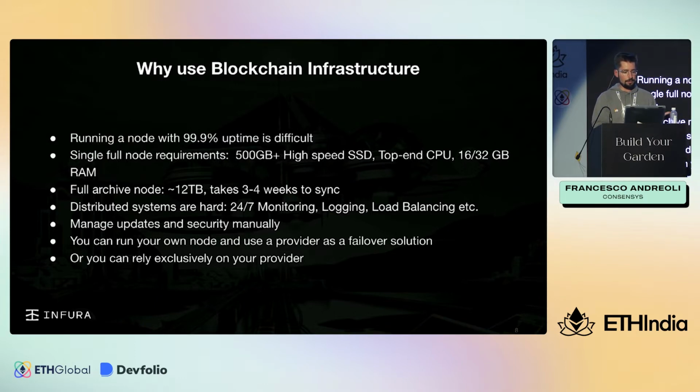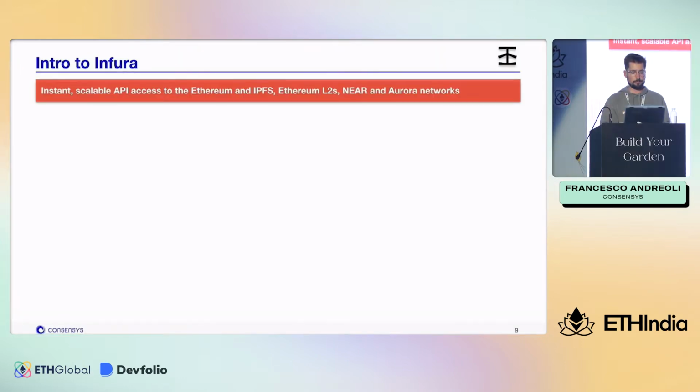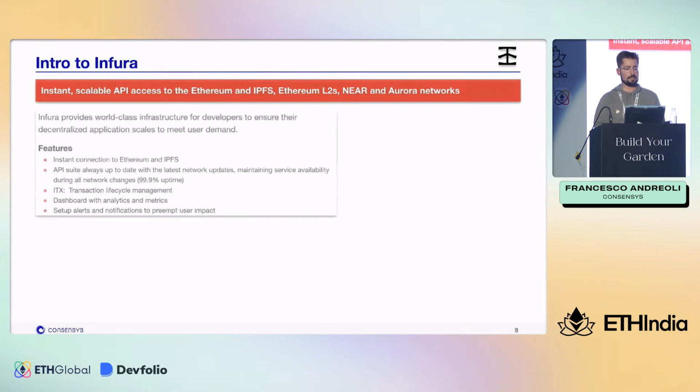Cool. So you can run your own node and use a provider, and you can rely exclusively on your provider. I think the most powerful thing I see in the future is that with this decentralized Infura, we can have full distributed node ownership, and at the same time rely on the uptime of having different nodes. So, intro to scalable APIs: Ethereum, IPFS, layer 2s, Near, Aurora, those are just the main ones.